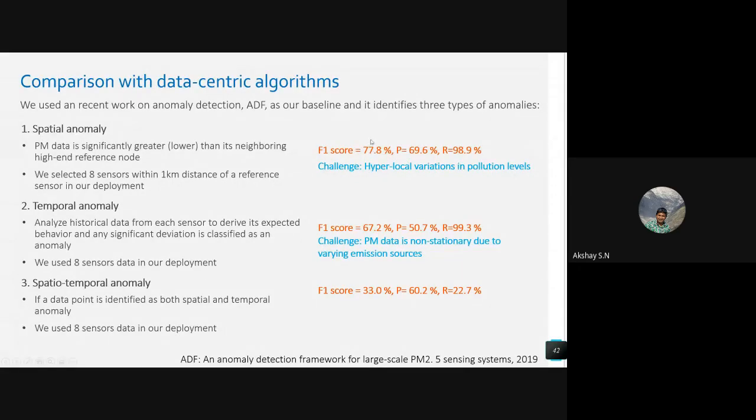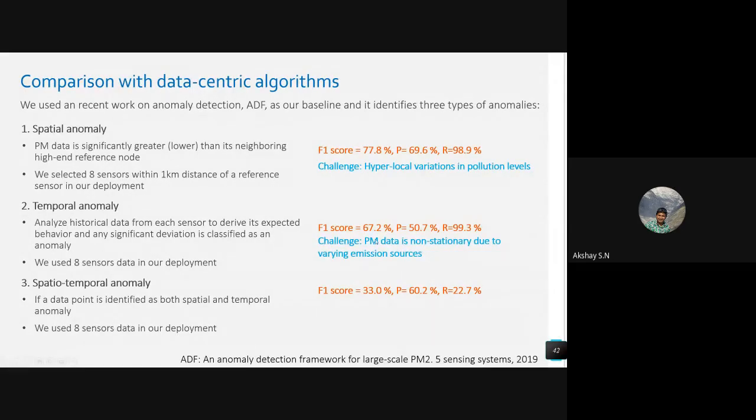The reason for this low F1 score is, as I said, pollution is very dynamic. It is hyper local. Let's say you have deployed a sensor at one of the road intersections, in one location. As I showed you in the previous scenario, because of local variations, there could be vehicles going by, there could be some factory turning on their machinery, whatever be the case. Because of local variations, just relying on spatial anomaly, you cannot tell whether the sensor is working or faulty.